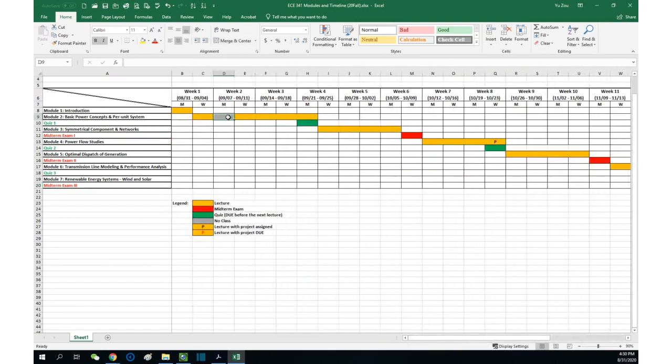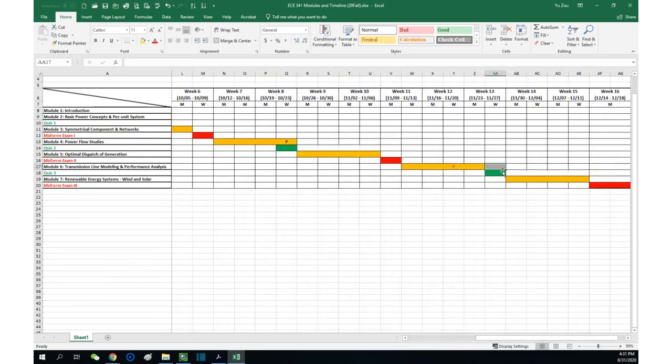This gray color, no class, is due to Labor Day. This gray is due to Thanksgiving, obviously. And after Thanksgiving, everything goes online, but we don't have such switching, right? We don't need to worry about it.